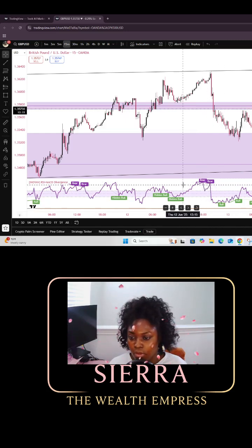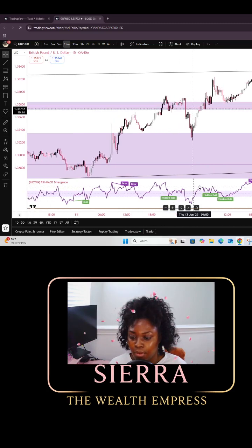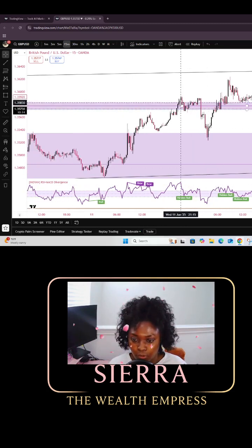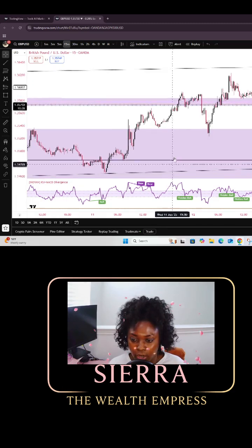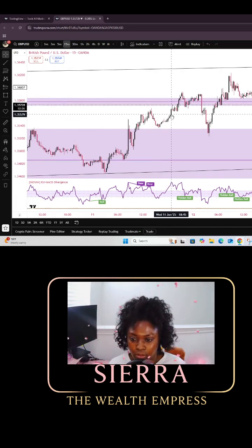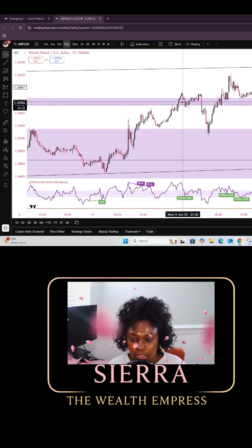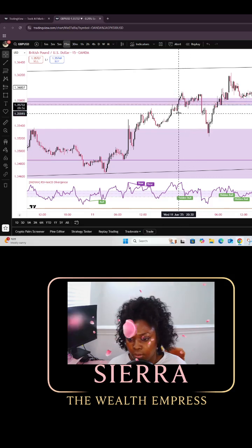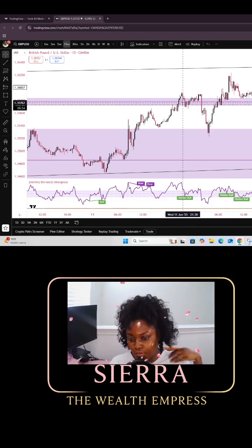Okay. So here, price is at a zone. As you can see, it started peaking over here. It started peaking over here. Remember, you want to let it get to its zone before you do anything, because price is going to that zone. Okay.